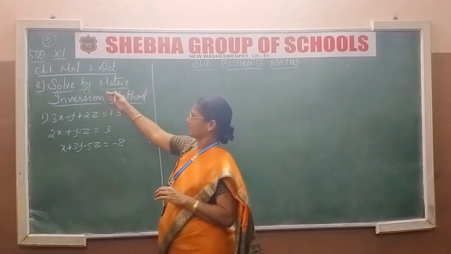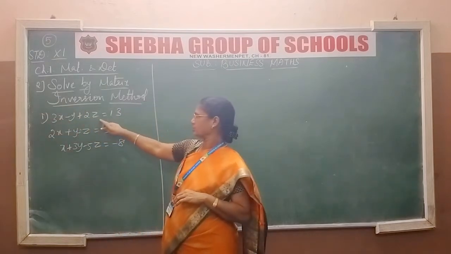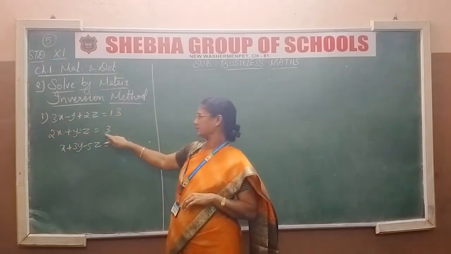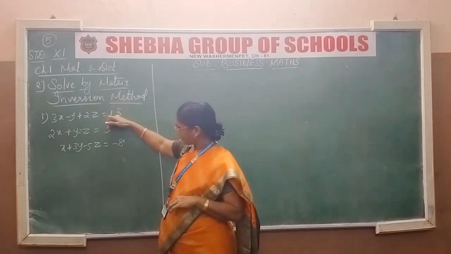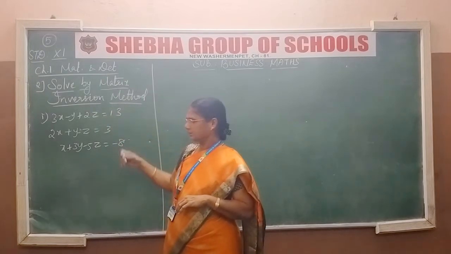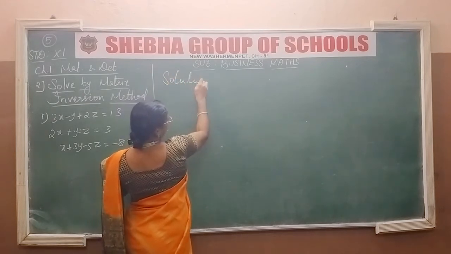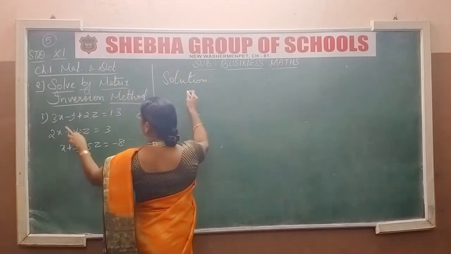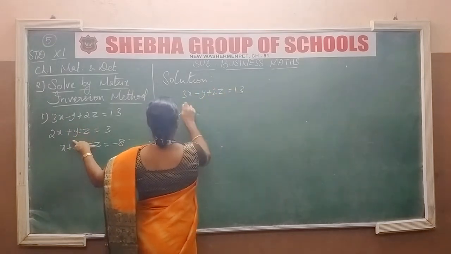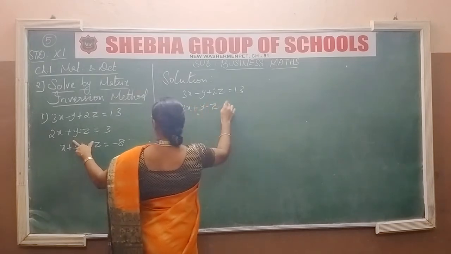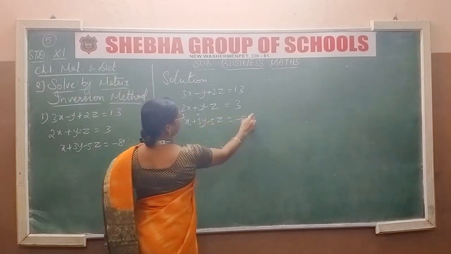Let us see the second sum. First subdivision: 3x minus y plus 2z is equal to 13, 2x plus y minus z equal to 3, x plus 3y minus 5z is equal to minus 8. The constants are all given on the right hand side, so we can just write the equations as they are. So write the equations as it is first: 3x minus y plus 2z equal to 13, 2x plus y minus z equal to 3, x plus 3y minus 5z equal to minus 8.